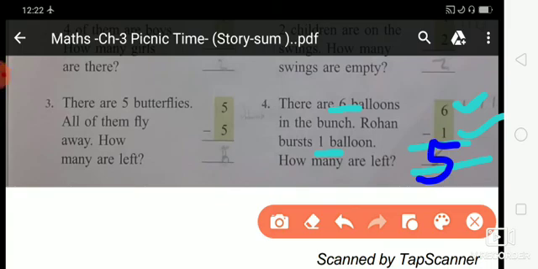Is that clear? Again students, once more the question: there are 6 balloons in the bunch. Rohan burst 1 balloon. How many are left? 6 minus 1 leaves 5. So Rohan has 5 balloons. Is that clear, students?